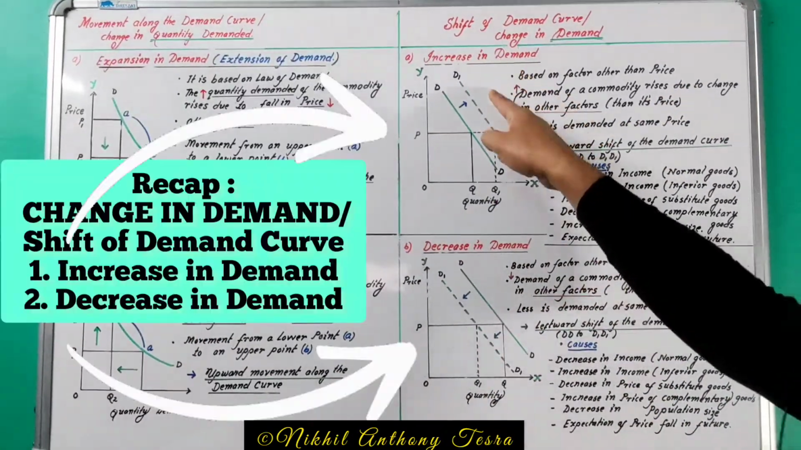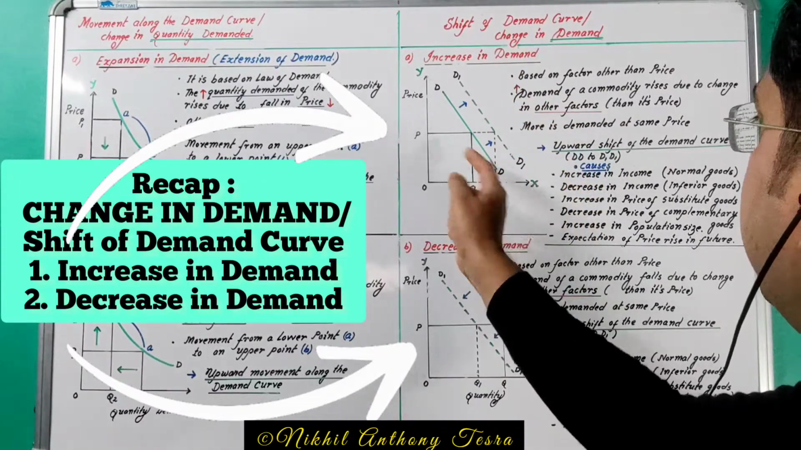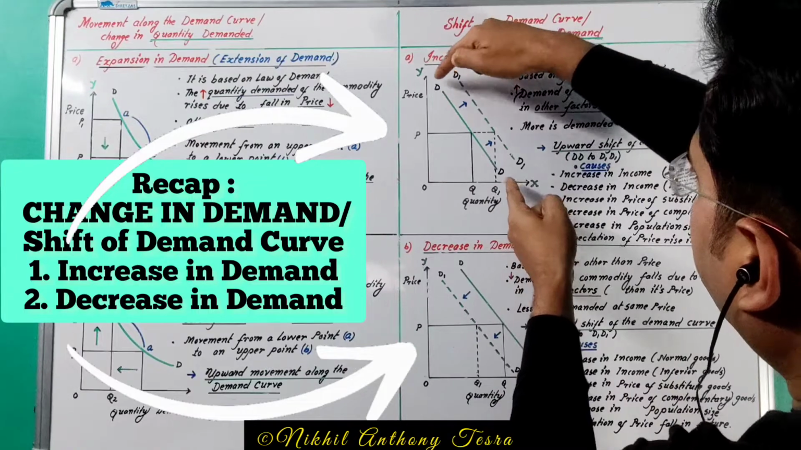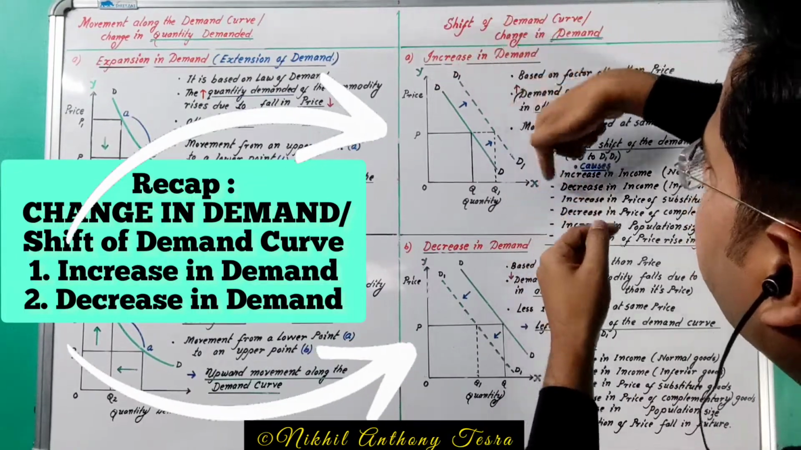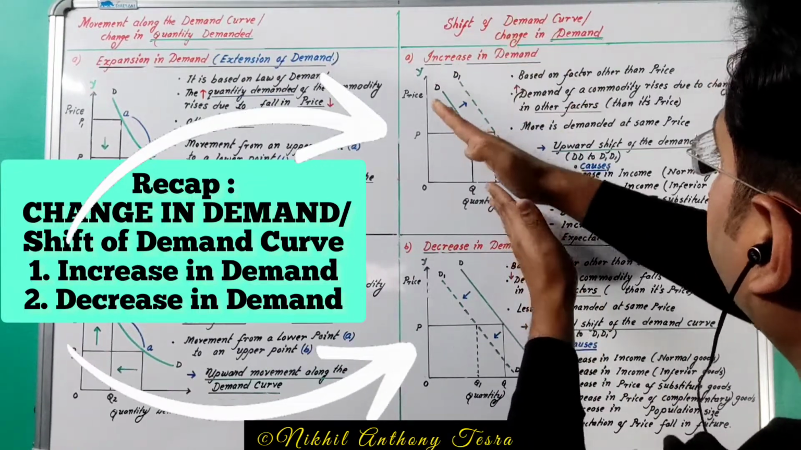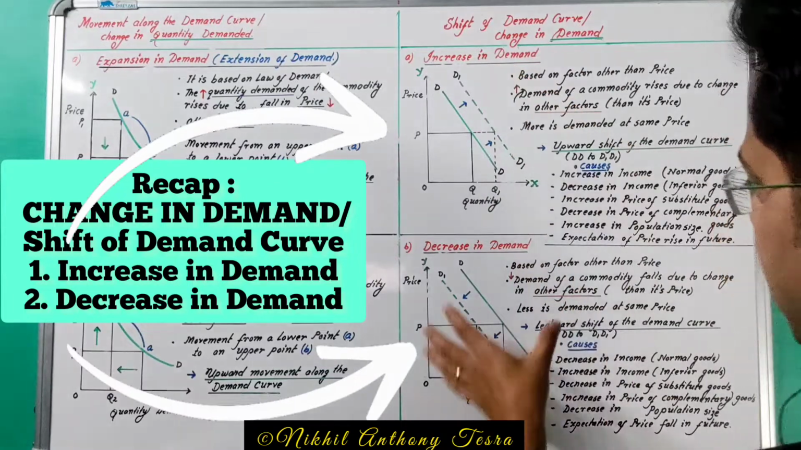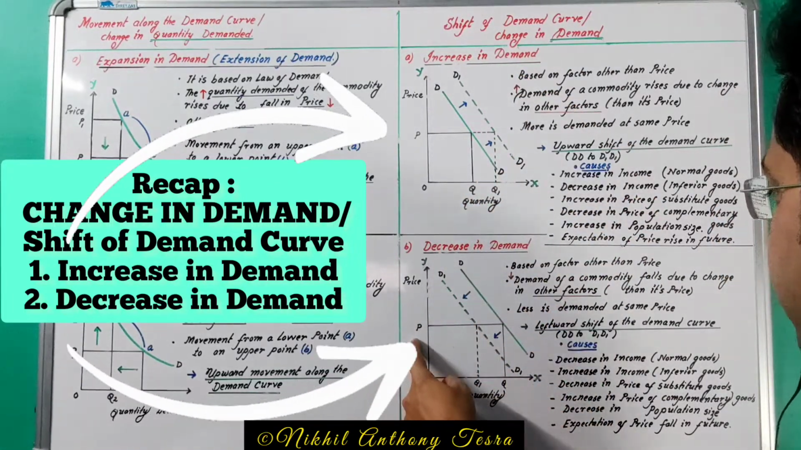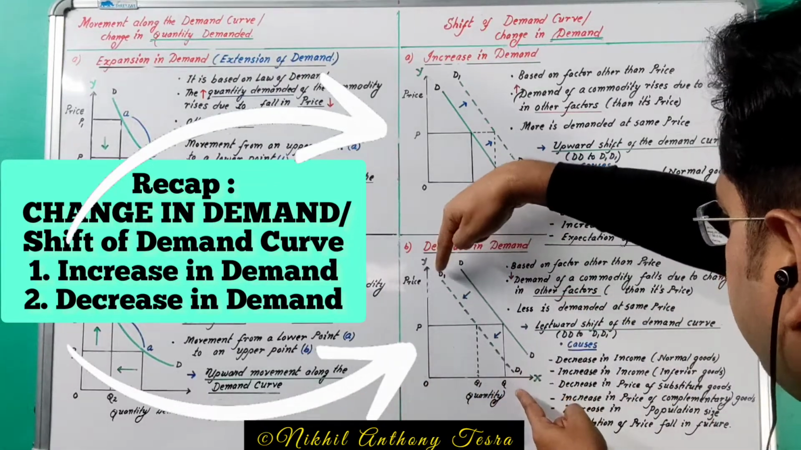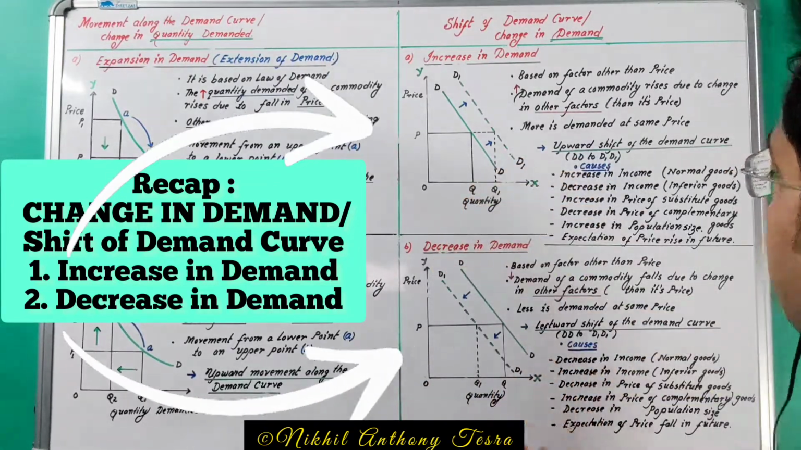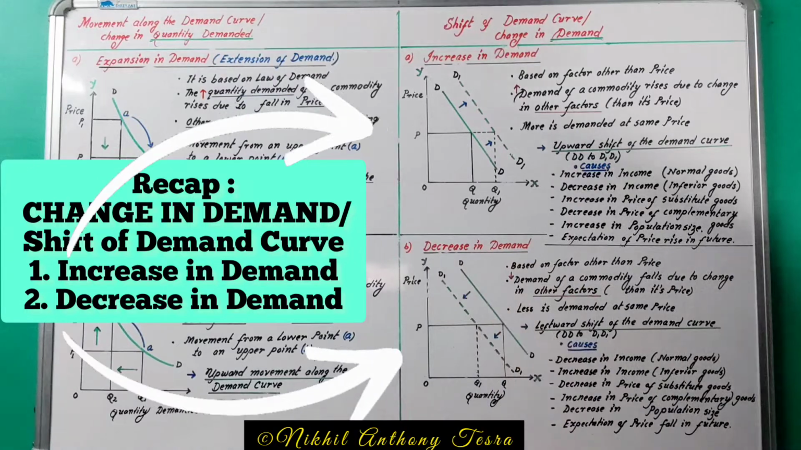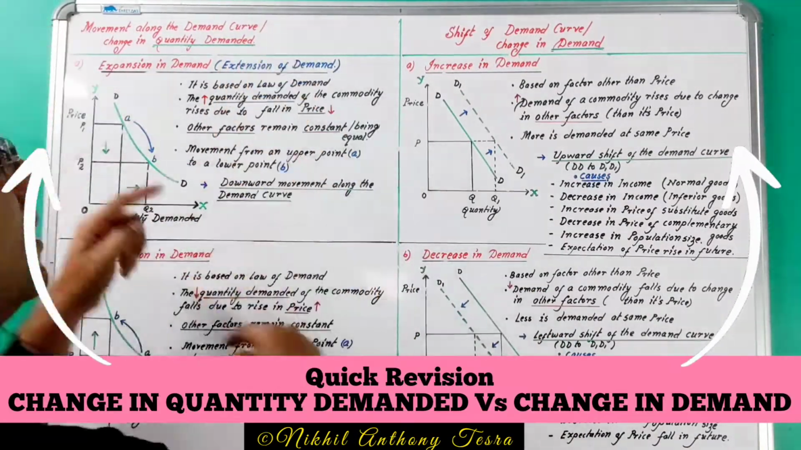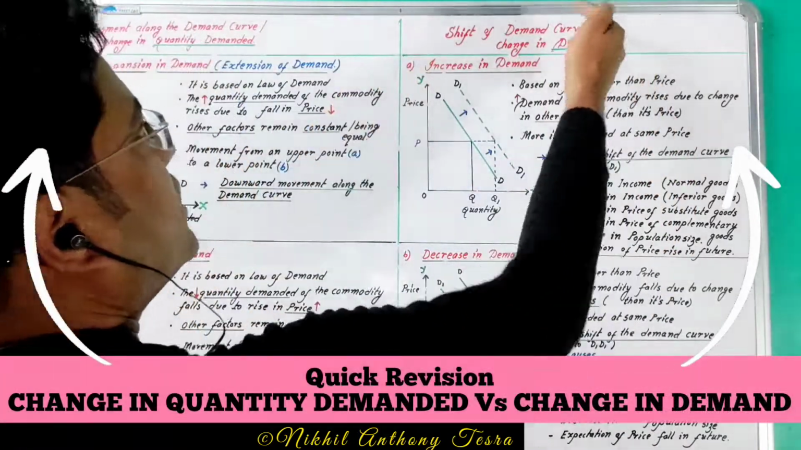Friends, in case of increase in demand, more is demanded at the same price. There is an upward shift of the demand curve from DD to D1 D1. Here we have a new demand curve D1 D1, which is an upward shift of the demand curve. In case of decrease in demand, less is demanded at the same price. There is a leftward shift of the demand curve DD to D1 D1. Change in quantity demanded is known as movement along the demand curve. Change in demand is known as shift of demand curve.